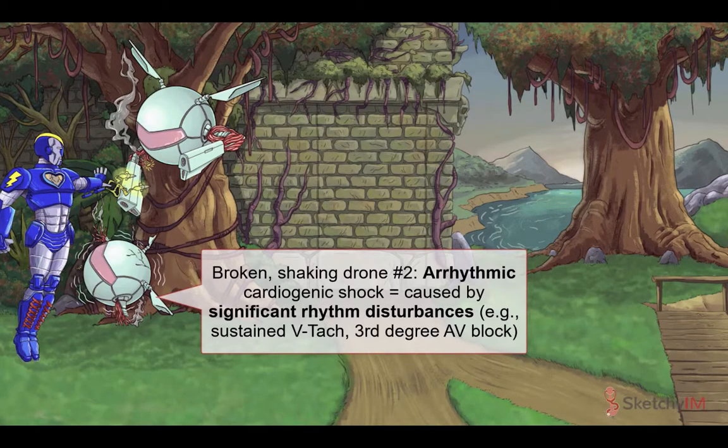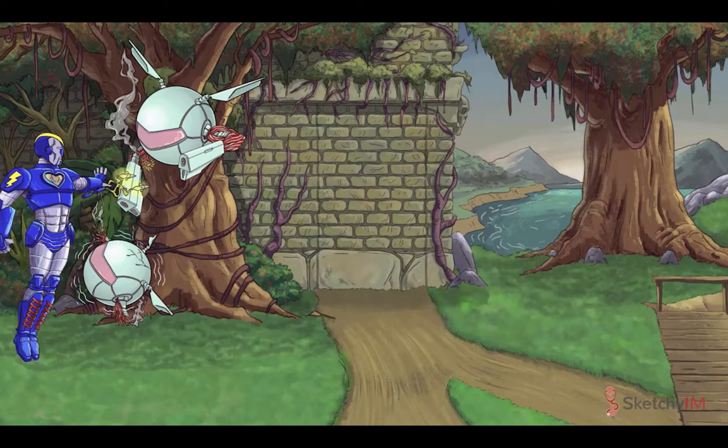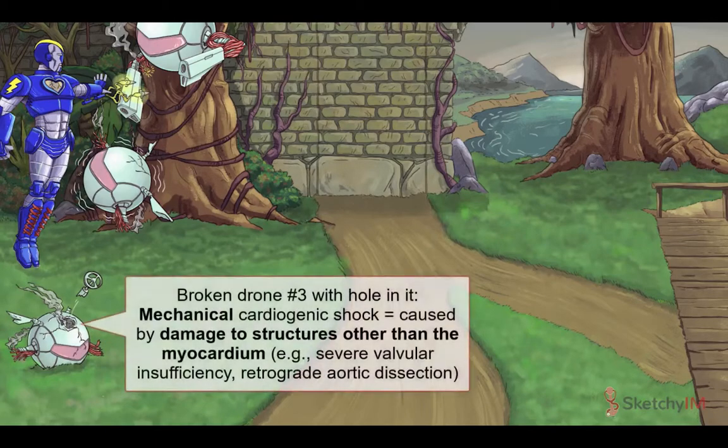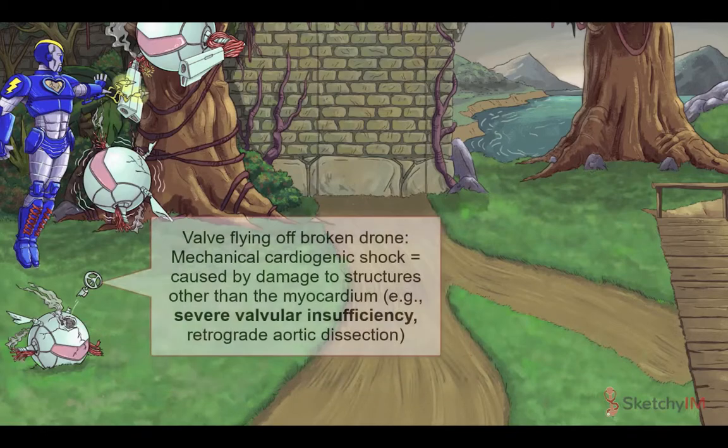to cause cardiogenic shock. Lastly, the third type of cardiogenic shock is mechanical, which is caused by damage to the structures of the heart other than the myocardium. To represent mechanical cardiogenic shock, take a look at this last massacred drone with parts flying off of it. That big gaping smoking hole? Courtesy of Cardio Man. The most common cause of mechanical cardiogenic shock is severe valvular insufficiency. Hence that valve flying off the broken drone.